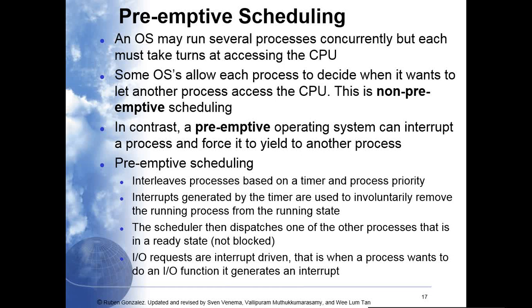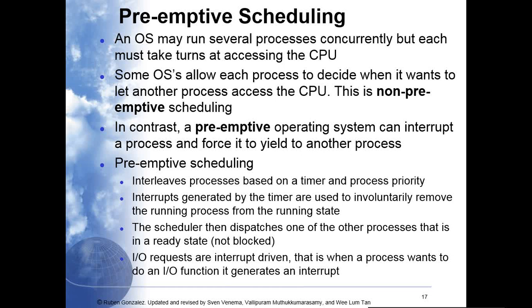Interrupts generated by the timer are used to involuntarily remove the running process from the running state. So you notice that the process doesn't have any control here. It's just using the CPU. The operating system has a timer. The timer goes off. That interrupts the CPU. The CPU can't stop that interrupt. Right, so then you process the interrupt, and the interrupt says take this job off the CPU and put a new one on. Right, so the control is taken away from the process.